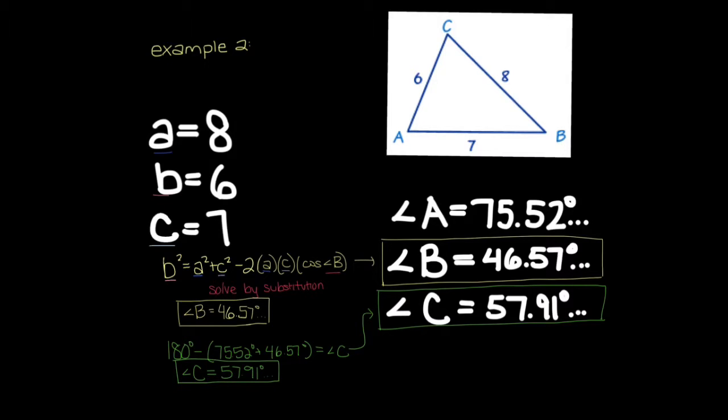To continue solving for the rest of the triangle, we can use the law of cosines and our three given side lengths to find the value of angle B. Once again, we should remember that the total number of degrees in a triangle is 180 degrees. So by subtracting the values of angle A and angle B, we can find angle C. Using this method, angle C comes out to be approximately 57.91 degrees. Now you've solved for another triangle.